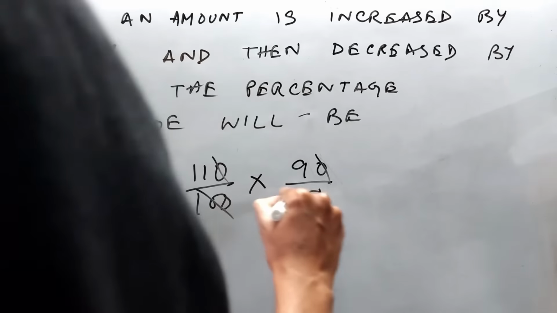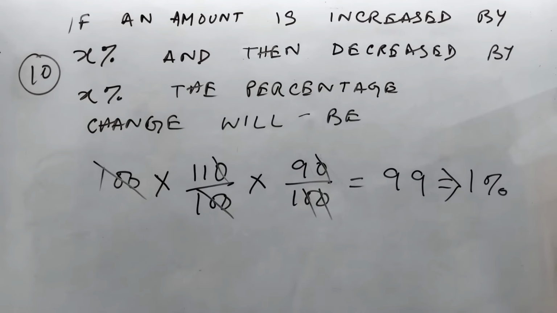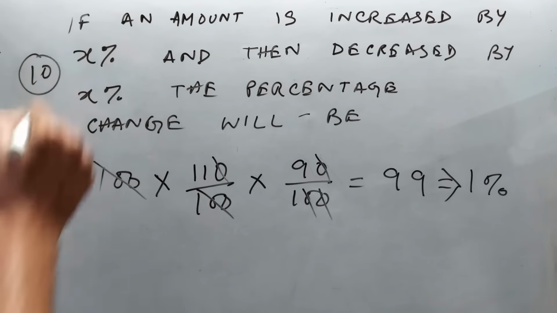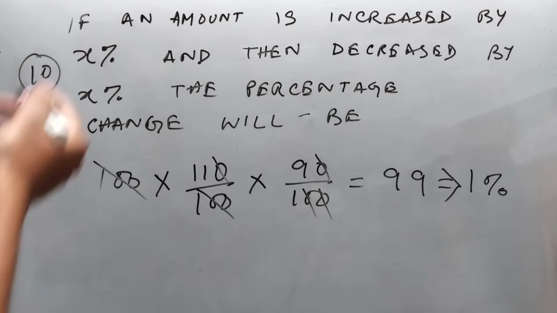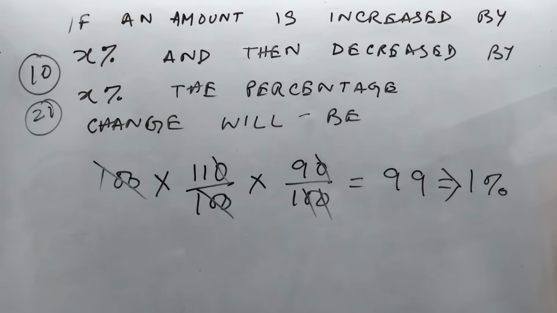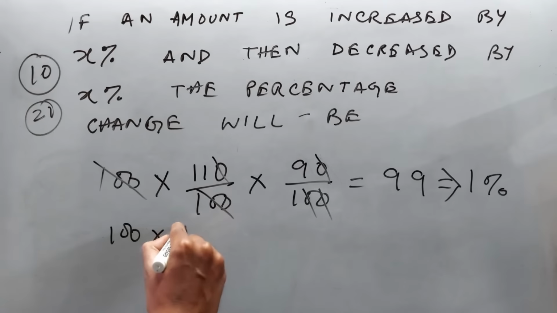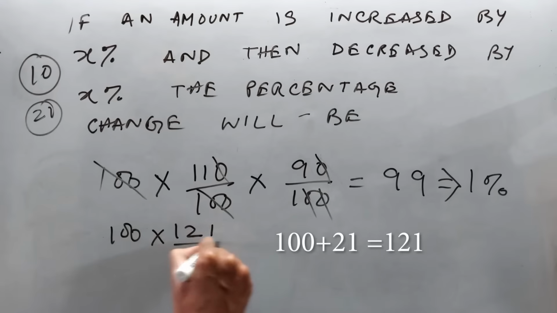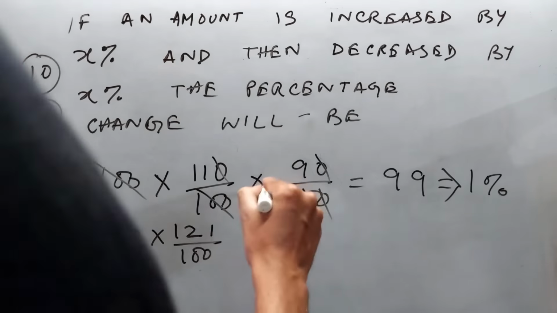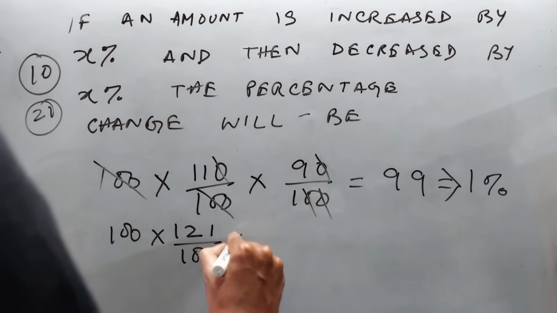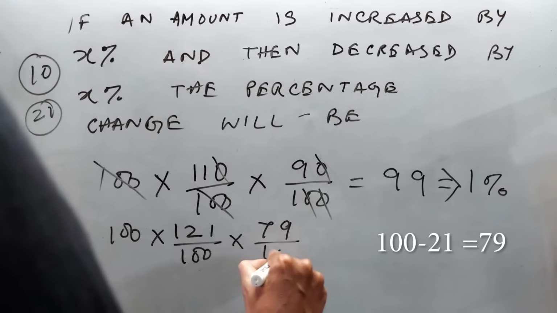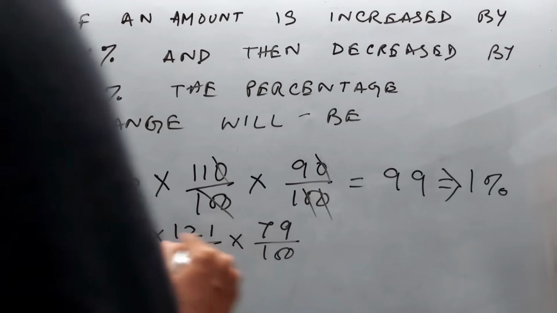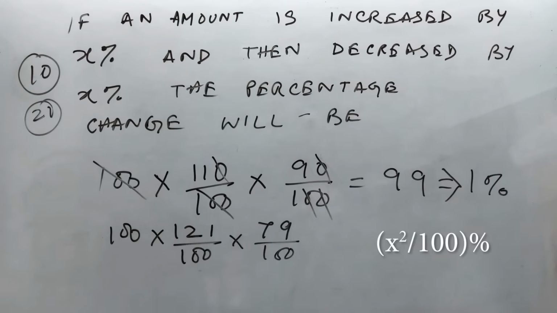This one. So 9 into 11, 99. That means 1%, right? This is easier because this is 10. But if we complicate the number, like 21 we have used earlier, things will be tough, because the same way we'll have to calculate like 121 by 100, and again, this is 79 over 100. This calculation is not easy, but if we use the formula, things will definitely be easier.